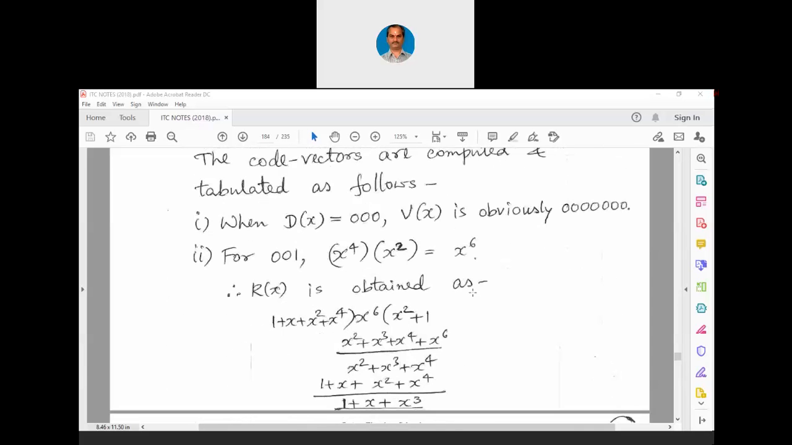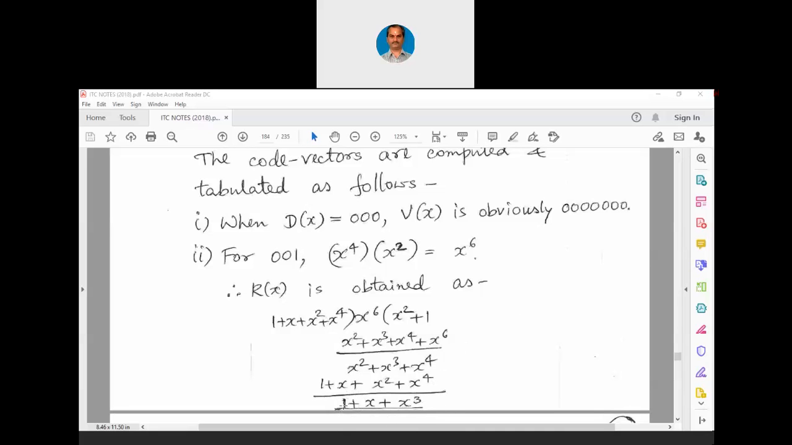Now for 0, 0, 1, it is x power 4 into x square, which is x power 6. Now x power 6 is divided by the g of x. G of x given is 1 plus x square plus x power 4. So we get the remainder polynomial as 1 plus x cubed.